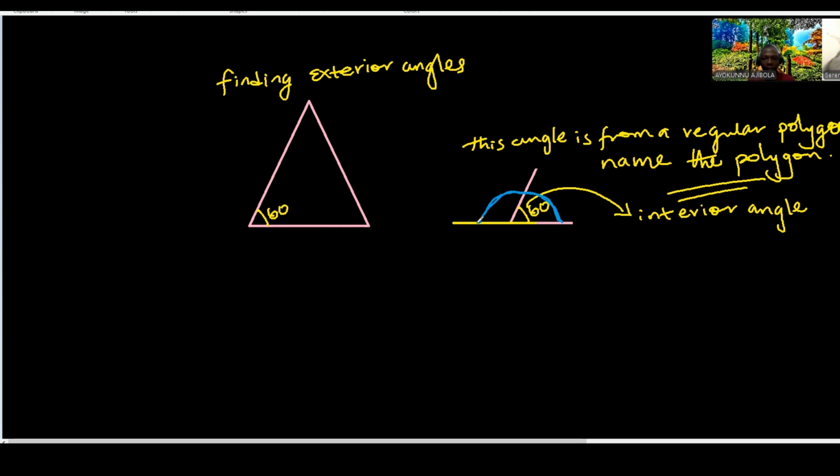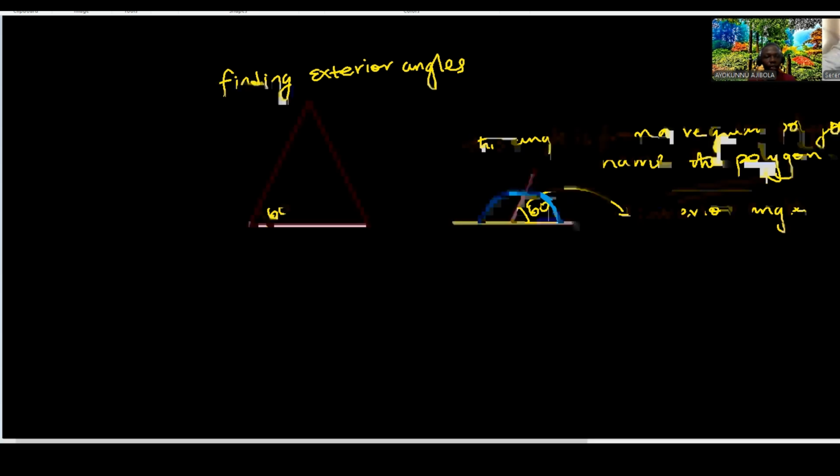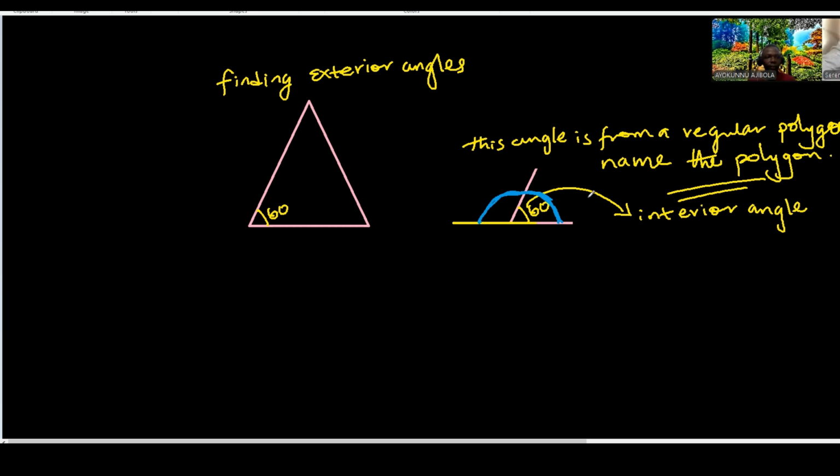You know, the total angle on that line should be 180, right? And the internal part in the shape is already 60. So what should be the remaining if you cut out 60 from 180? I want to hear your response. So what's the response? 120. Good.